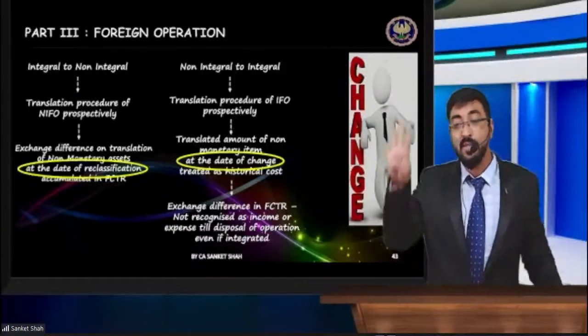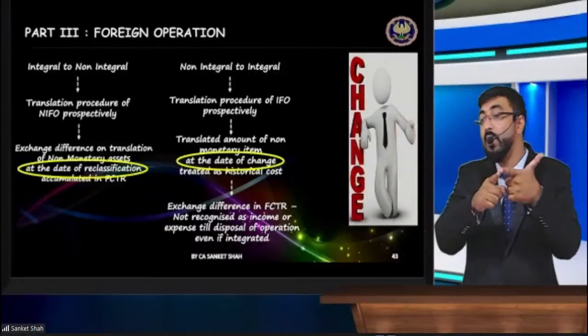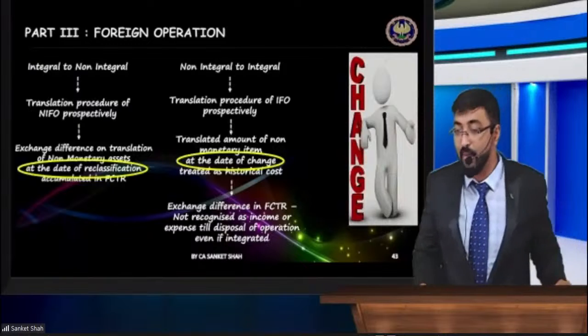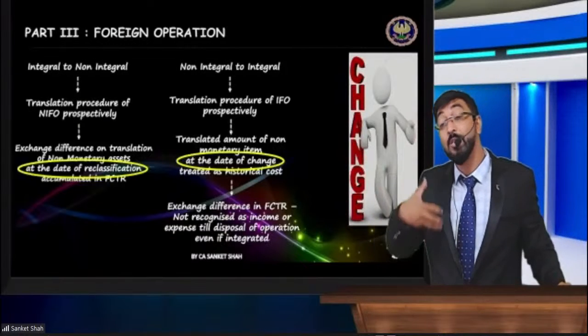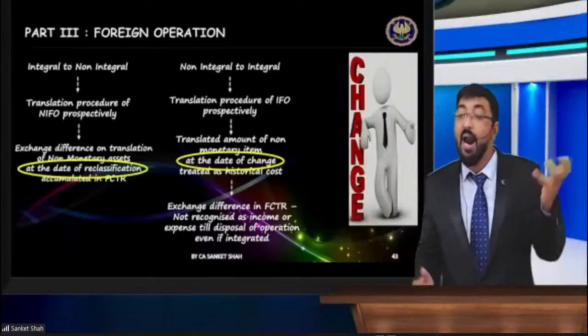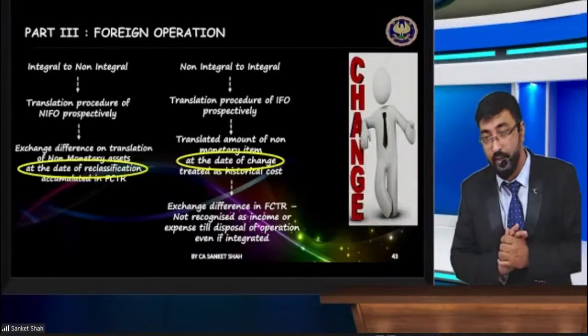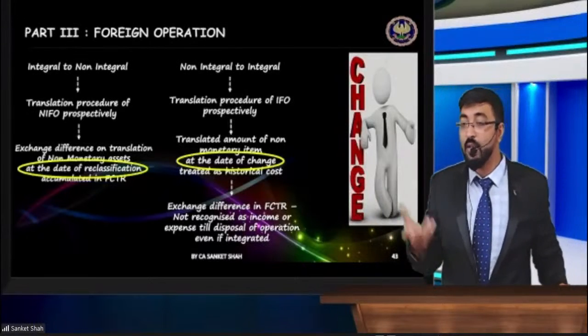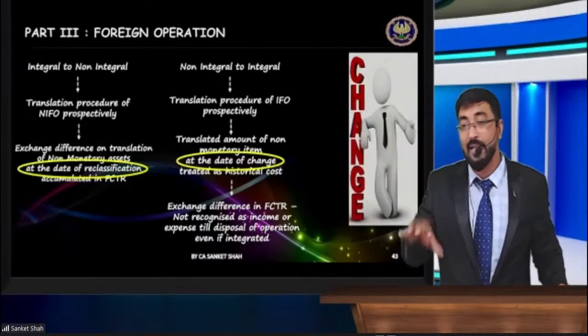So foreign operation basically has 4 parts. One is joint venture, one is associate, one is subsidiary, and the last one is branch operations. Now, if it is an extension, it is integral, and if it is independent, it is non-integral. So there are 8 conditions which are given for non-integral. You can identify it as non-integral.